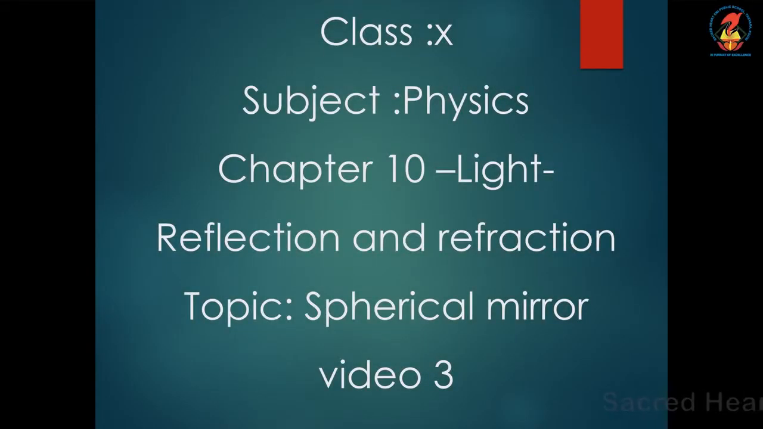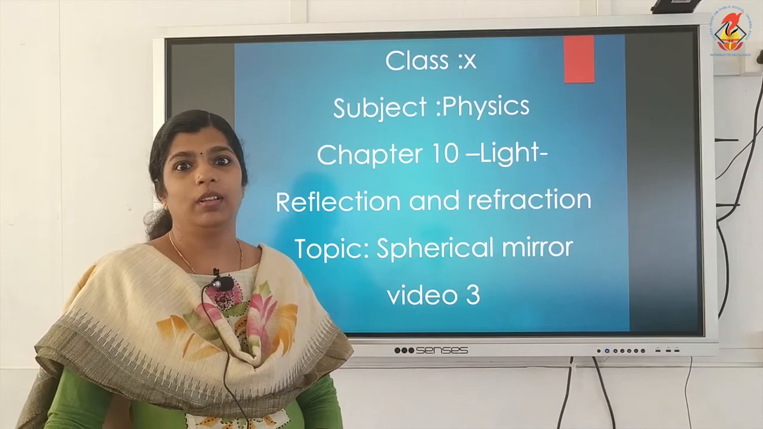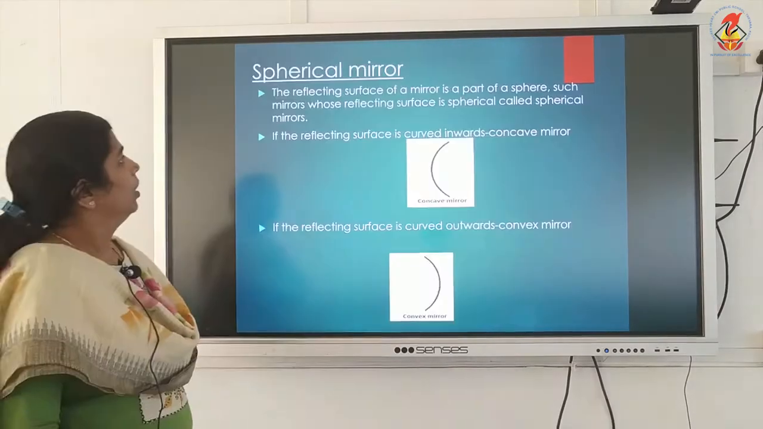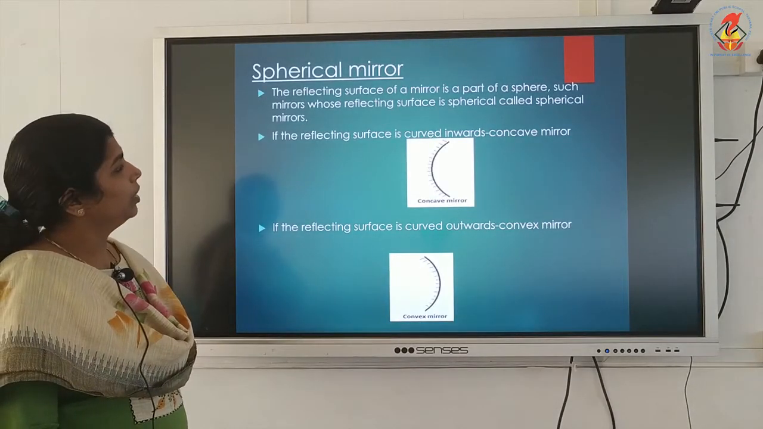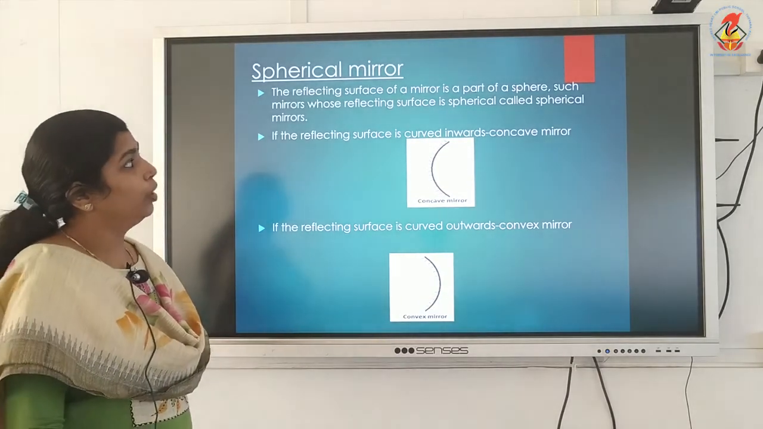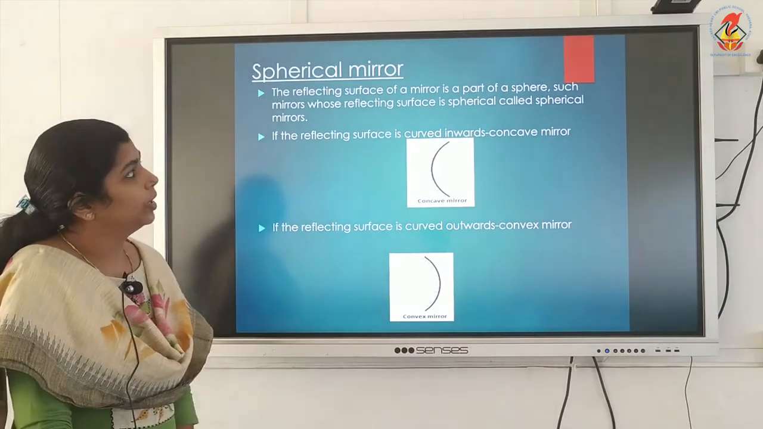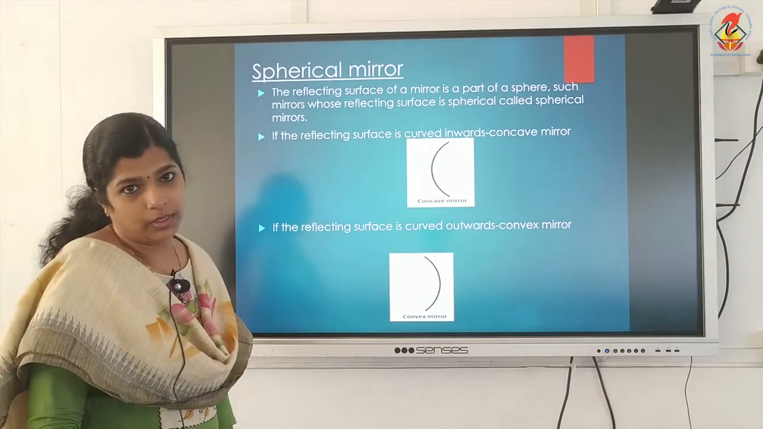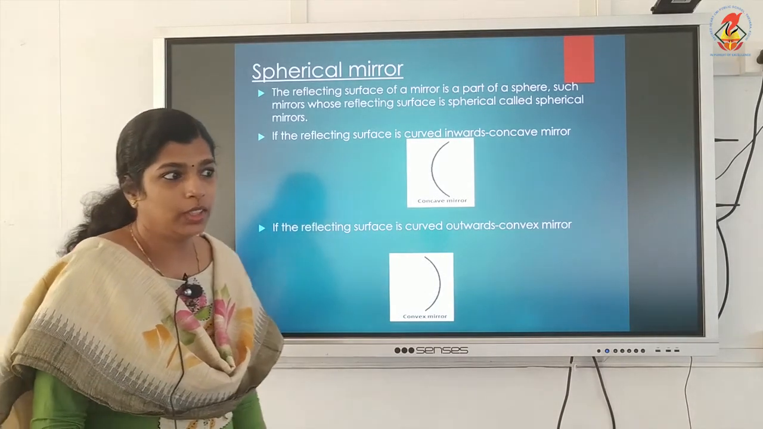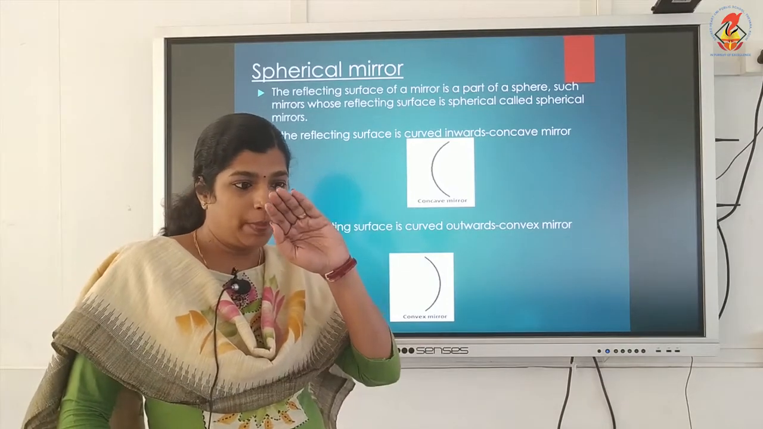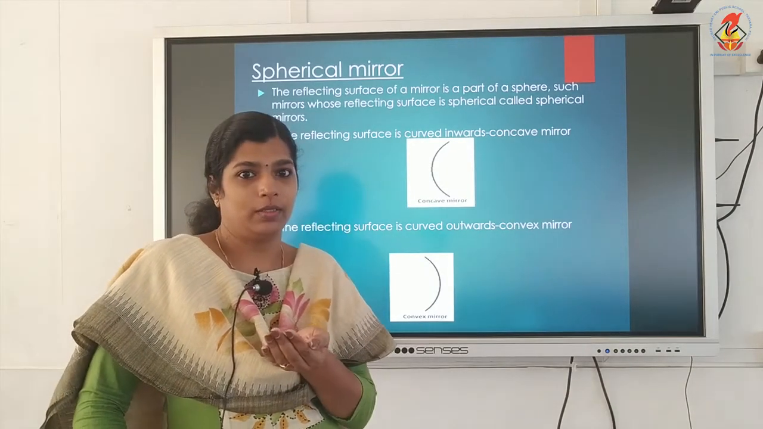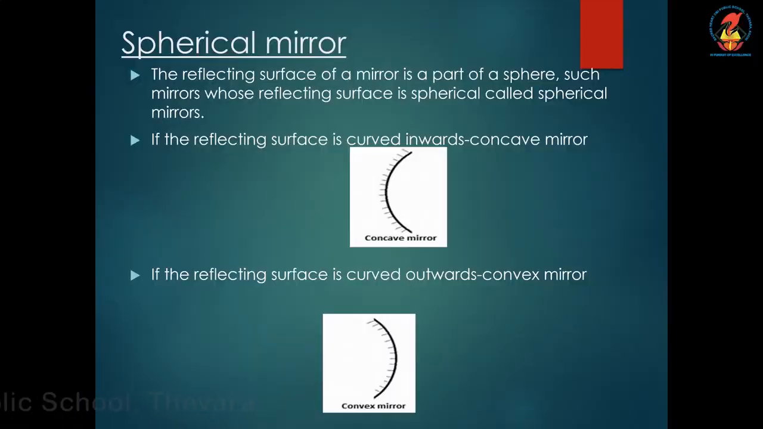So our next topic is spherical mirrors. The reflecting surface of a mirror is a part of a sphere. Such mirrors are known as spherical mirrors. If the reflecting surface is a part of a sphere, then it is known as a spherical mirror.